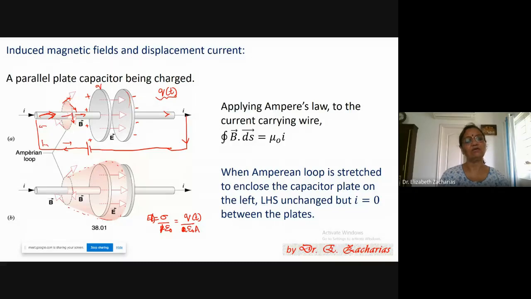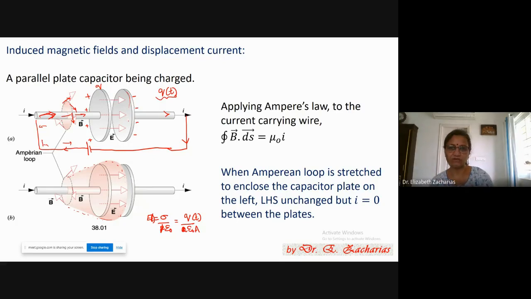And then get deposited on the other plates. So it's not current which is flowing, it's actually electrons flowing in the opposite direction. So that's possible even if there is a gap between the two plates. So now you know that the space between the two plates is not having a current.